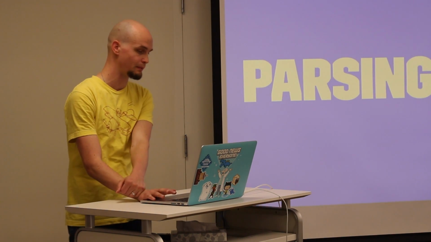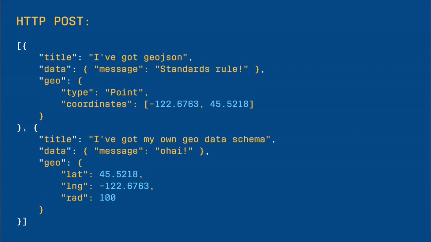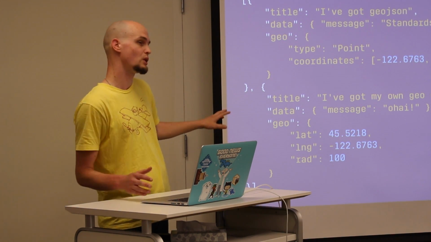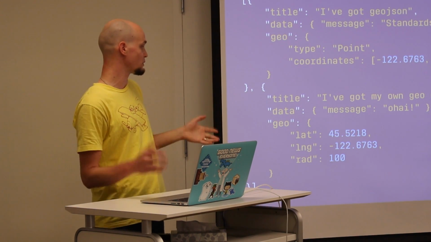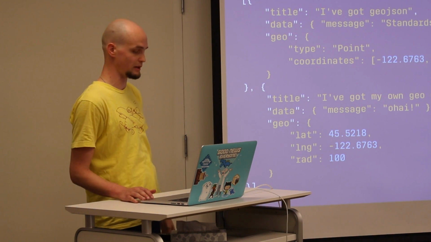So, parsing the data. We want to receive a post that looks like this and be able to pull some data out of it. And what this is highlighting is that we can take GeoJSON. If we receive GeoJSON, we'll just pull that out as it is and run with it. However, we will also take any, well, not any, but we've defined a few keys that we'll go looking for. And so something that looks like this will make it as well.